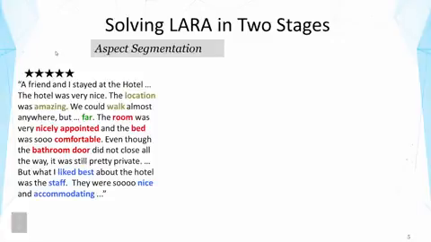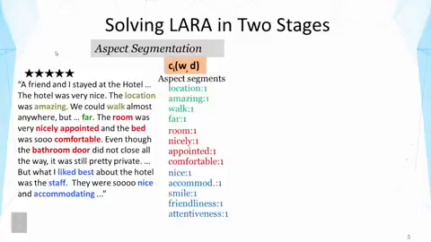So we're going to figure out what words are talking about location, what words are talking about room, condition, etc. So with this, we would be able to obtain aspect segments. In particular, we're going to obtain the counts of all the words in each segment, and this is denoted by C sub i of w and d.